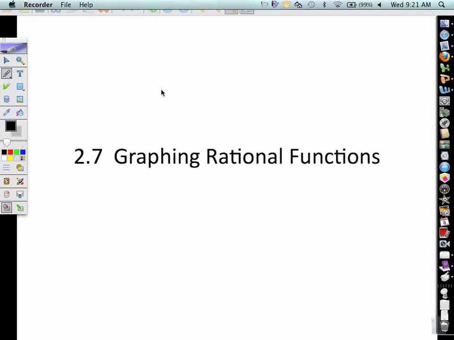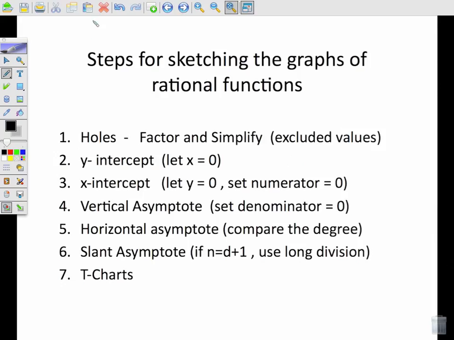This is section 2.7, pre-calculus, and we're going to be continuing with our graphing of rational functions. In this section, I'm going to take you through some steps in order for us to help get some specific points on our graphs. Here are the steps that you can follow. So, steps for sketching the graphs of rational functions.